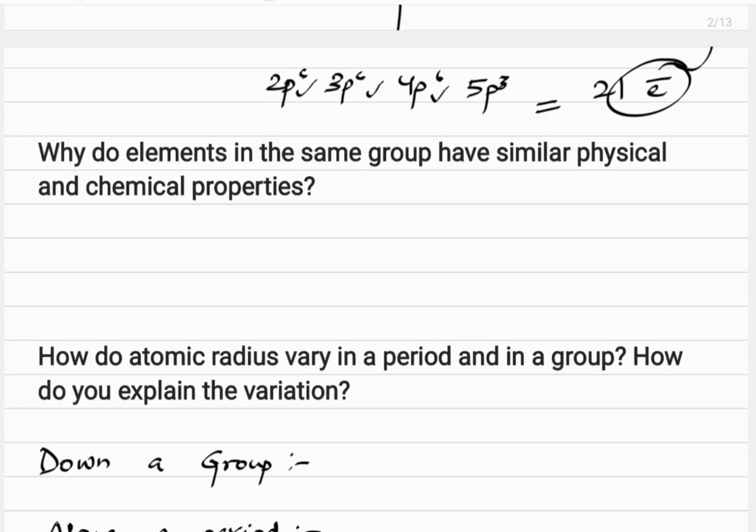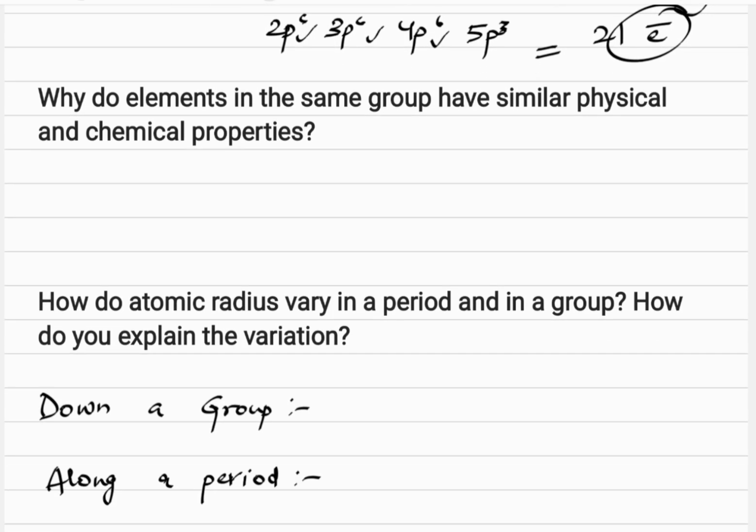Moving on to the next question. Why do elements in the same group have similar physical and chemical properties? Very simple, because they have the same number of valence electrons. It is the number of valence electrons that controls the chemical properties. Whether it tends to lose an electron or gain an electron, whether it tends to form a cation or anion, all depends on valence electrons. Therefore, it controls the chemical and physical properties of the elements.